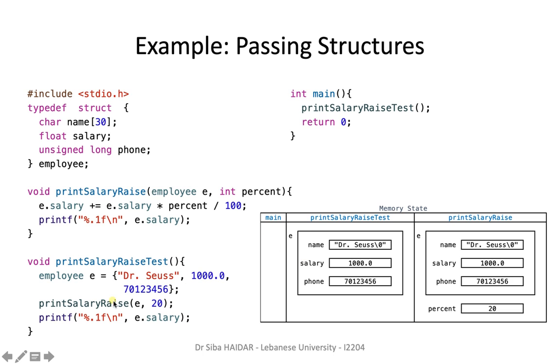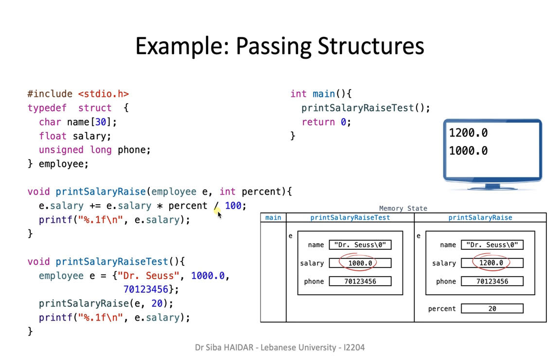When you call printSalaryRaise, you are passing E. It is copied into the employee E declared inside printSalaryRaise with the same value, just like the assignment we saw 2 slides earlier. And then when you apply E.salary plus equal the raise, you are applying it to the copied value that is inside the printSalaryRaise, and it is equal now to 102,000. However, the initial value inside printSalaryTest is still 100,000.